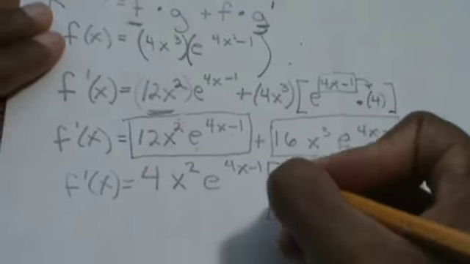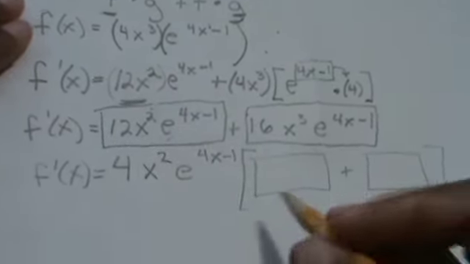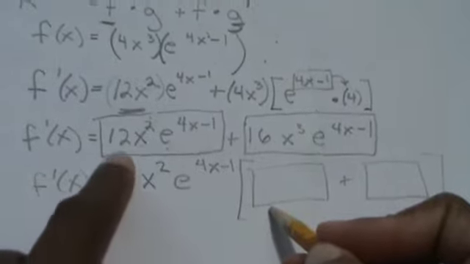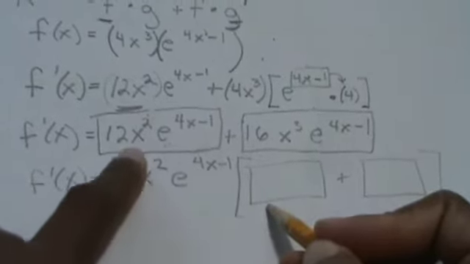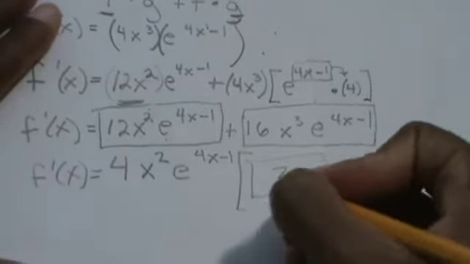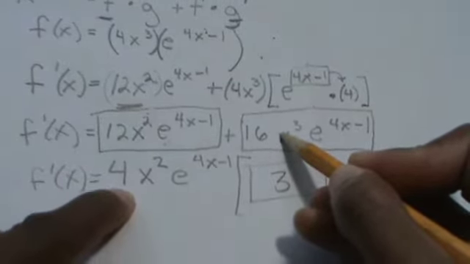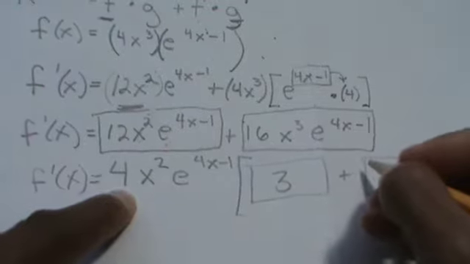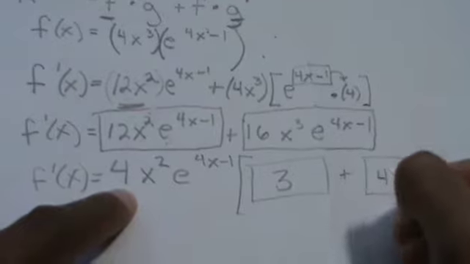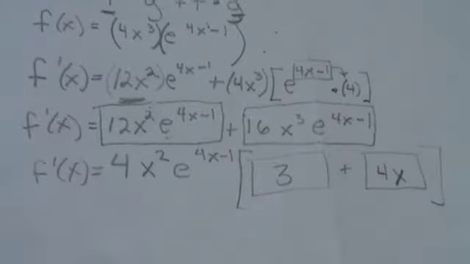So if I do that, then I should be able to ask myself, what's the leftover in box number 1? So if I take box number 1 and I divide it by all of these pieces, 12 divided by 4, the x squared divided by x squared, I should simply be left with a 3. And then here in box number 2, divide that by the 4x squared e to the 4x minus 1, then I get a 4 and I get an x there. Alright, so that's another version of your answer.